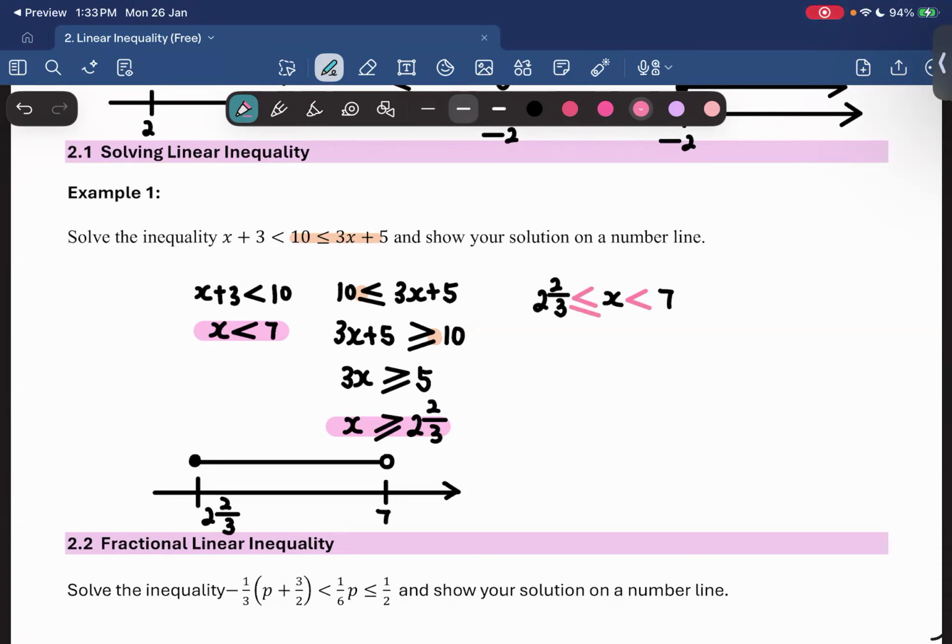So at the end of the day, this is your answer. Okay, you cannot leave it as this and this, not good enough, must combine. Okay, so in order to get the full marks, you must combine like that.